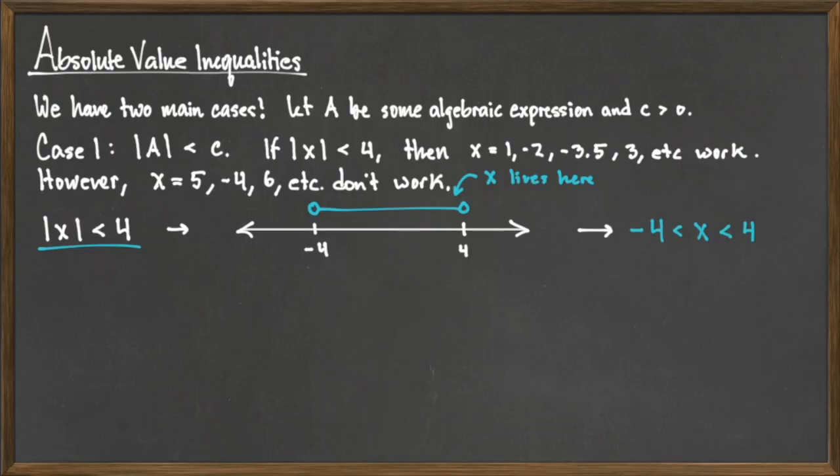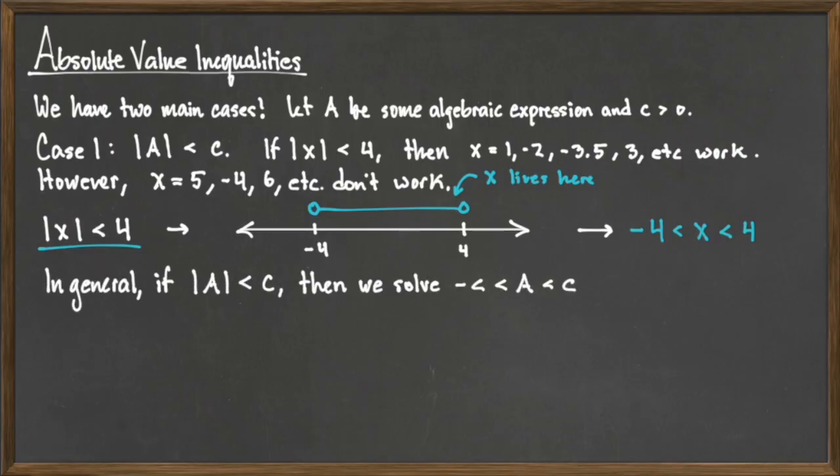So the general rule goes as follows. If the absolute value of A is less than a positive number C, then we'll solve the compound inequality -C less than A less than C.